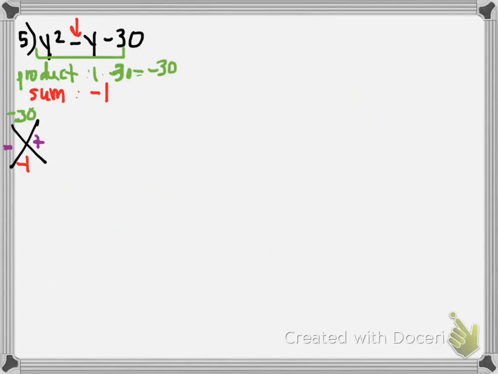Justin? 30 and negative 1. No, that would give me 29. Hannah W? Negative 6 and 5. Negative 6 and a positive 5. So we're going to go ahead and rewrite my trinomial as a polynomial, still with the y squared, still with the minus 30. And again, I have an option here because I have 1 negative, 1 positive. So I'm going to put the negative 6 first and then the positive 5. So y squared minus 6y plus 5y minus 30.